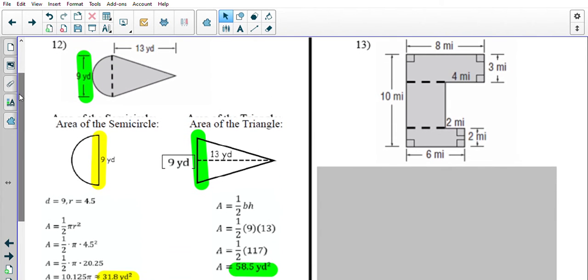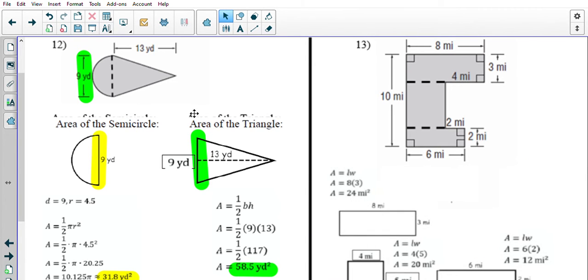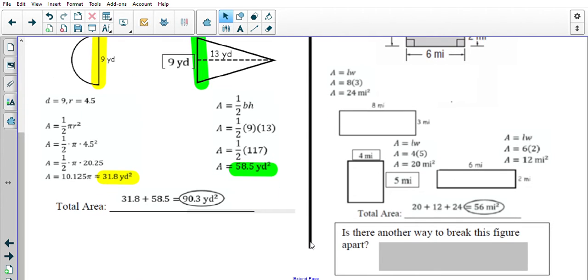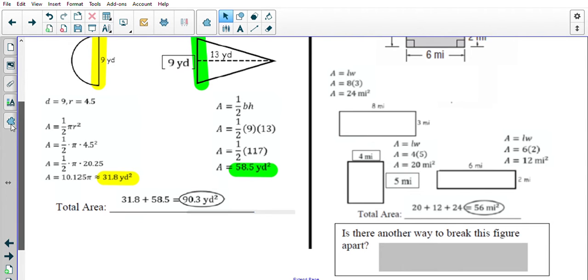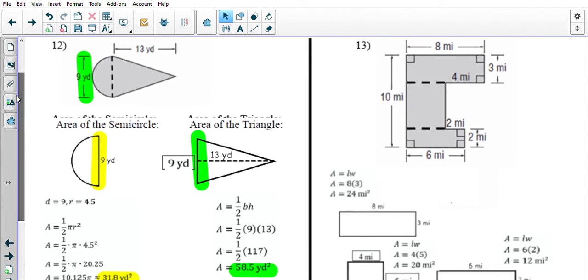All right, let's take a look at number 13. You're going to notice in number 13 that I broke this down perhaps a little differently than you may choose to break it down. I did include a box down at the bottom. Is there another way to break this figure apart? You may want to take a moment and think about how you could have broken this apart differently.